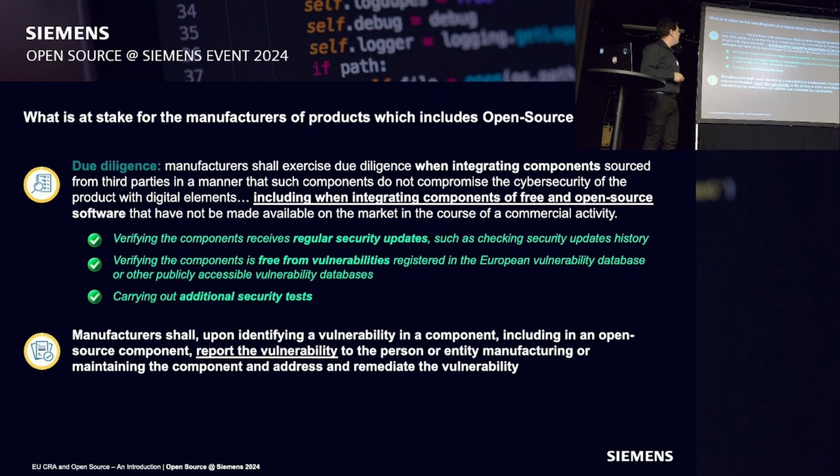Yes. And of course, you need to report the vulnerability to ENISA and to the national authorities.